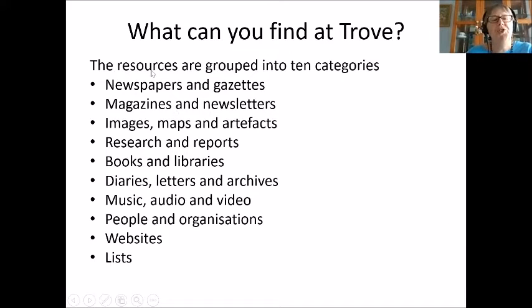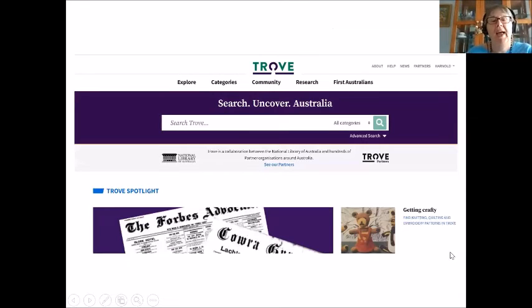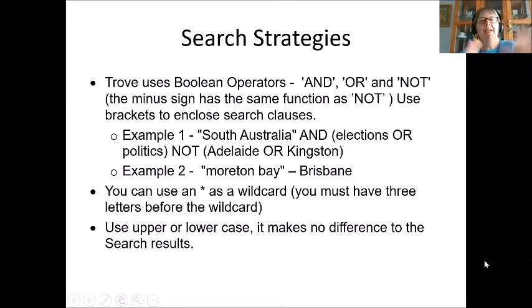The main things I use all the time are newspapers and also the images plus lists. I make a lot of lists, and we'll tell you about that later. So this is Trove, and now before we go to Trove, that's what the interface looks like. Just a few things about searching.